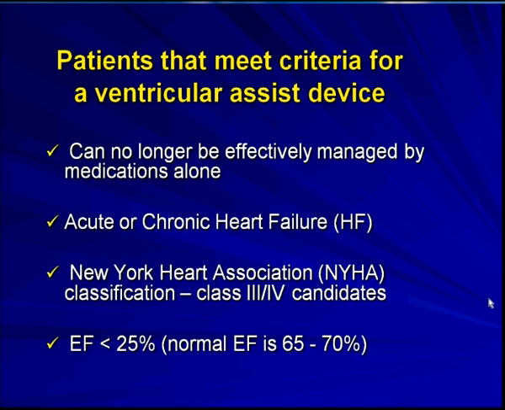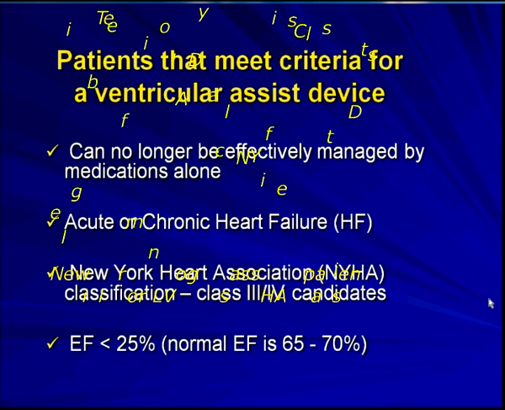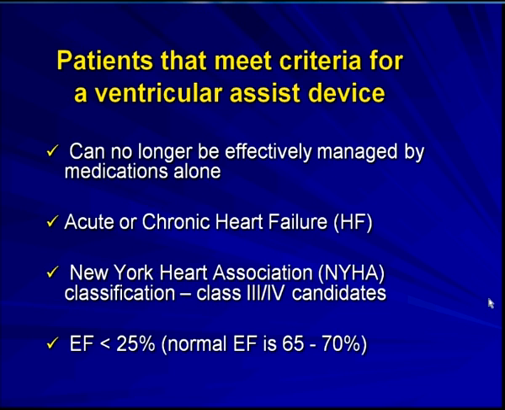Patients that meet the criteria for a ventricular assist device can no longer be effectively managed by medications alone. They're either, again, acute or chronic heart failure. And it's actually a classification by the New York Heart Association, Class 3, Class 4 candidates, that provides you a slot on a scale of how soon you need a transplant. And a cardiac assist device obviously buys you that time that you may need in order for that transplant to come to fruition. And patients that fall under ejection fractions of less than 25% start to go down that pathway of being evaluated for a cardiac assist device.